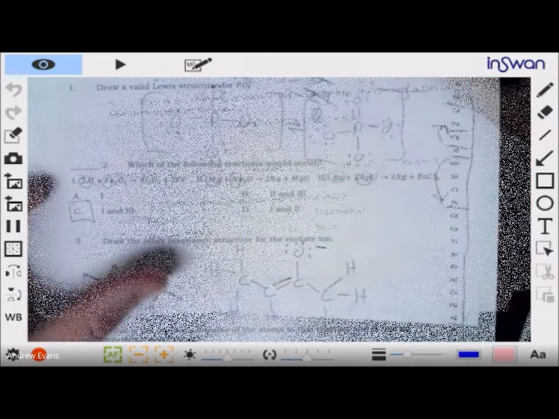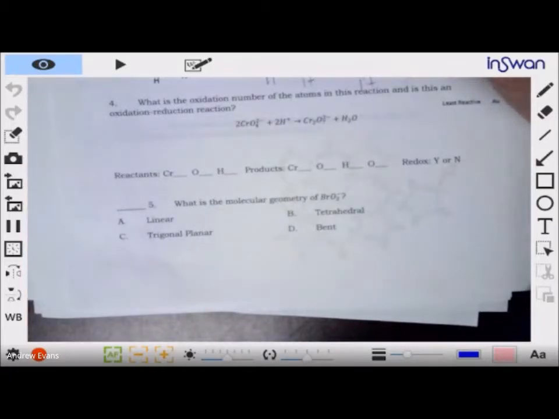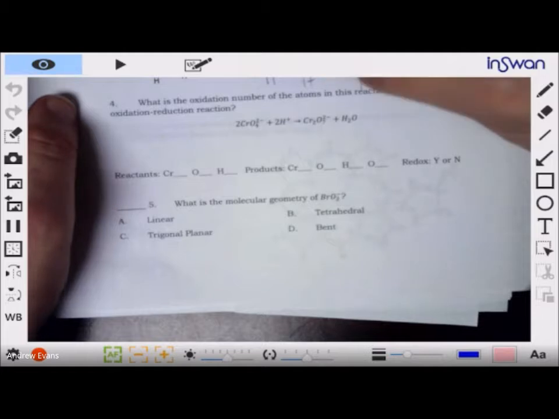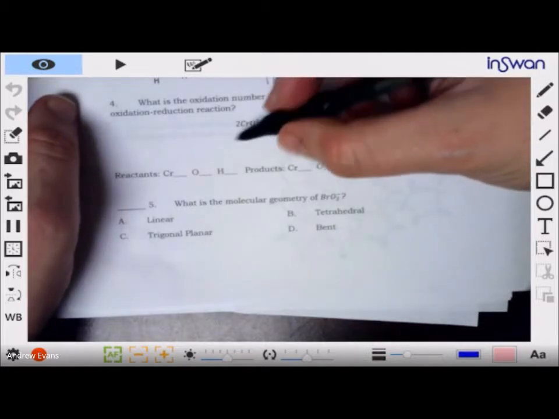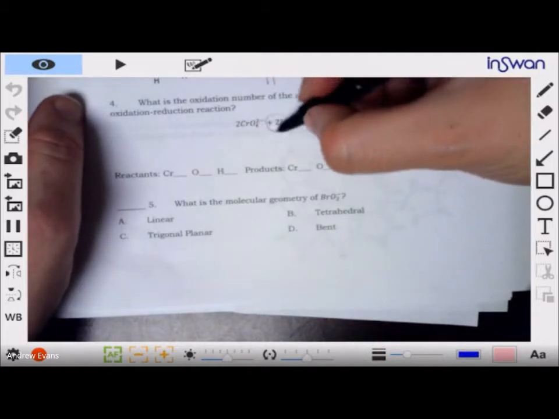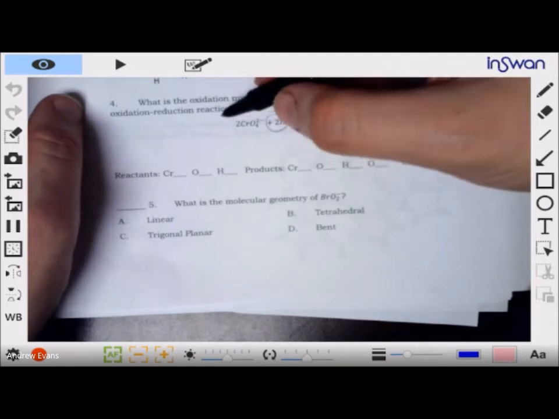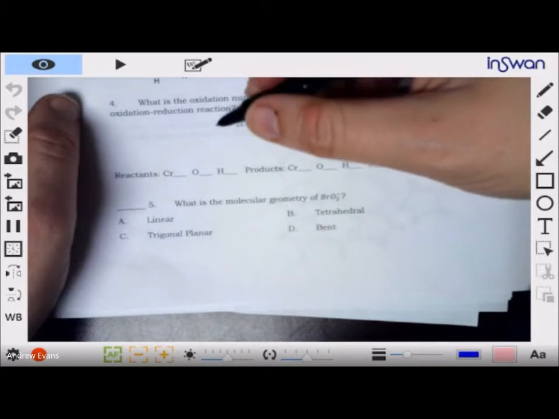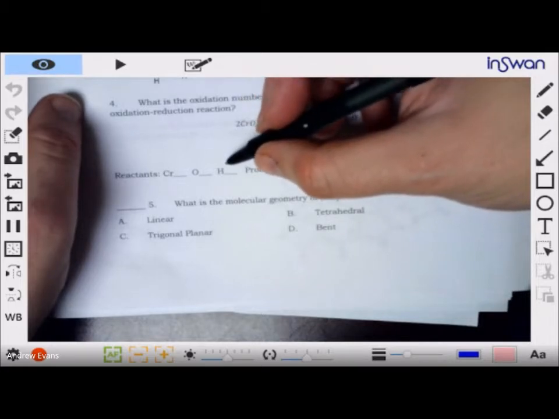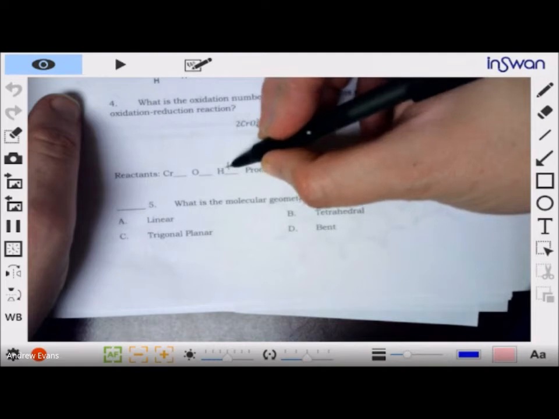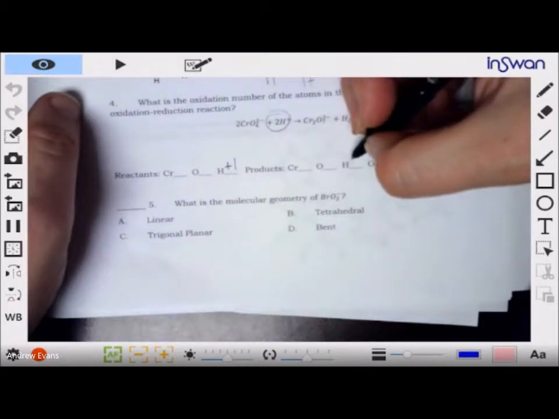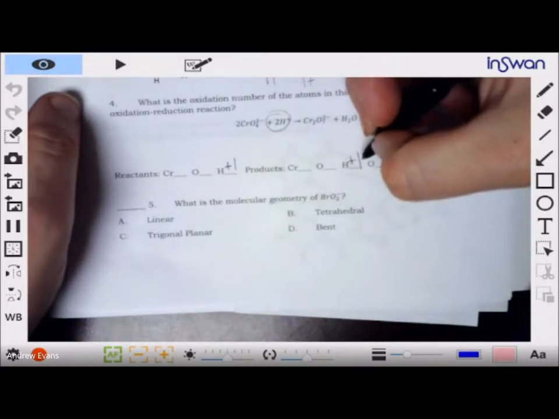Okay. Problem 4. What is the oxidation number of the atoms in this reaction, and is this an oxidation reduction reaction? I'll start with the easy ones. Any atom by itself left charged is going to be that charge itself. So H plus is going to stay +1. Next thing to note, H in a compound is almost always +1.